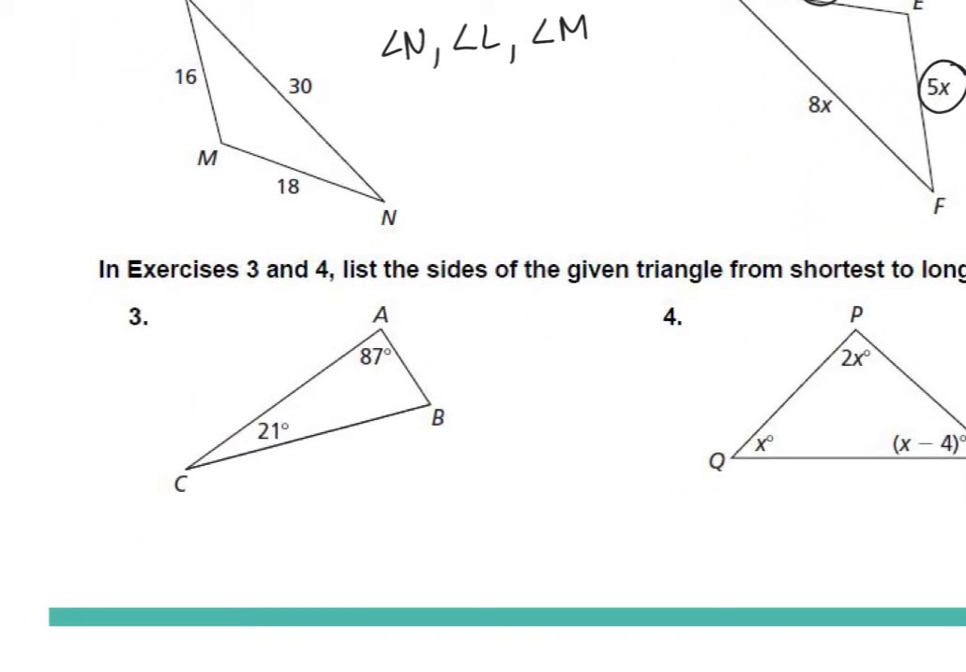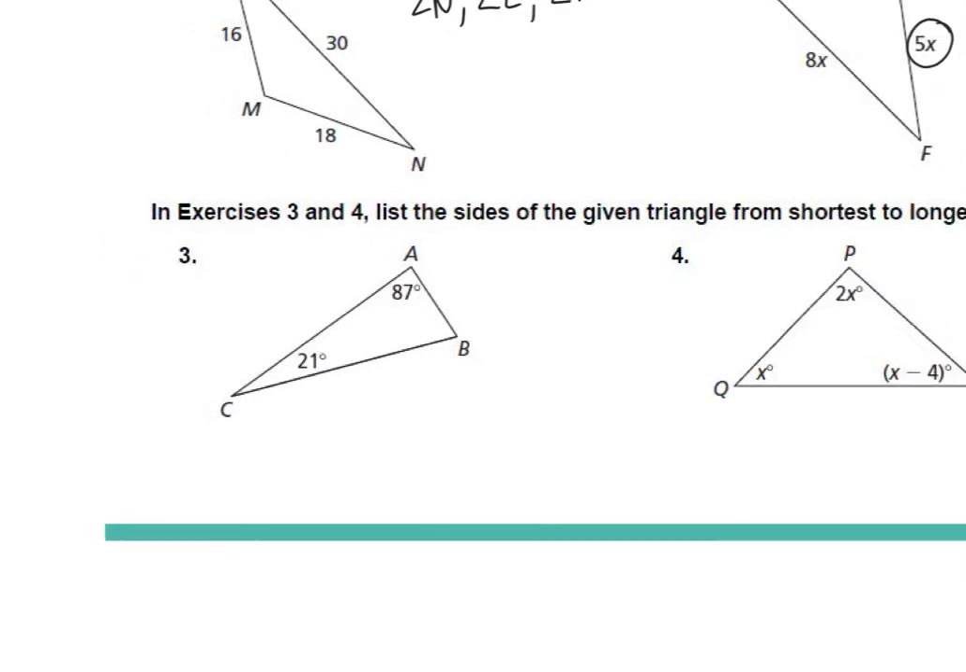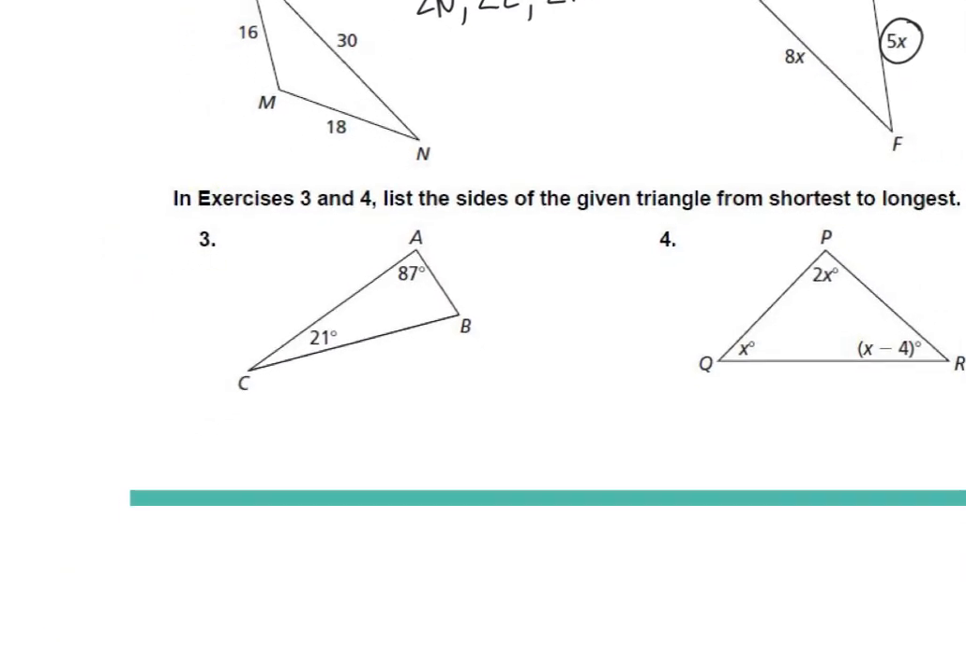But it only gives us 2 angles. How do we figure out the third? How do we figure out angle B? Subtract it from 180. Very good. Let's subtract the other 2 from 180. So let's take 180 minus 21 minus 87. What'd you guys get?